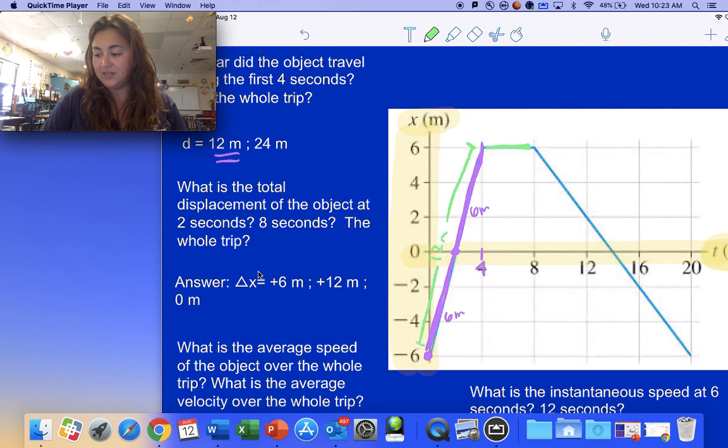What about for this next segment? How far did they travel? Well, it looks like they stayed at this 6 meter mark for this entire 2 seconds. So that means they didn't move. They stayed at the same location. So they moved 0 meters.